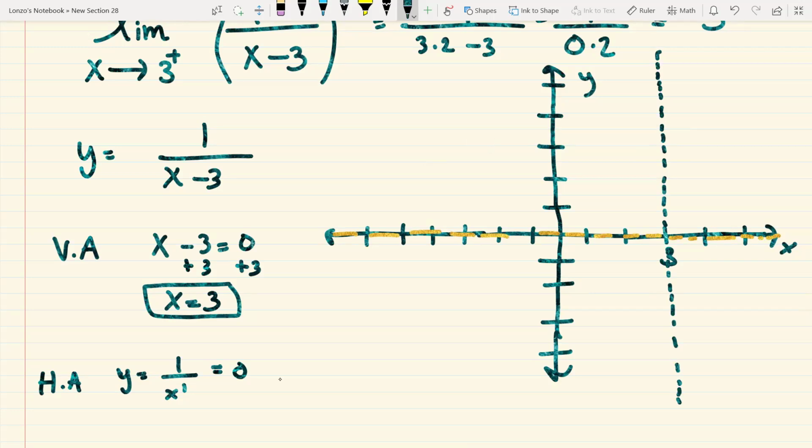Now, what you need to do is plug in some x value. So let's plug in the x value 4. You plug 4 into the function, get 1 over 4 minus 3, which is 1 over 1. You have a coordinate at (4, 1).